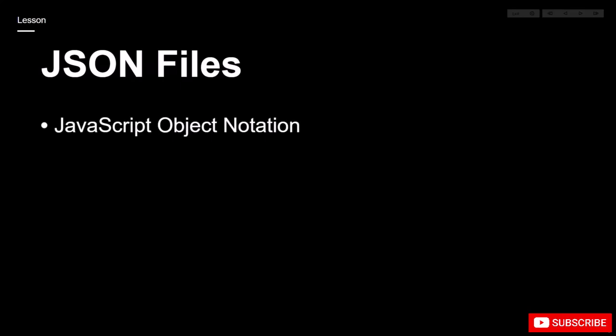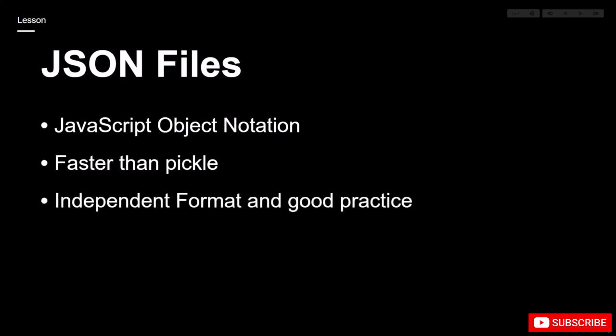First of all, let's talk about the meaning of the abbreviation JSON. JSON stands for JavaScript Object Notation. Also, JSON files are faster than pickle files, which we talked about previously. Also, there are some differences between JSON files and pickle files. For example, JSON files are an independent format, but pickle files are for only Python programming language. You can use pickle files using Python programming language only, but you can use JavaScript to work with JSON files. You can use Python and many languages and tools to work with JSON files.